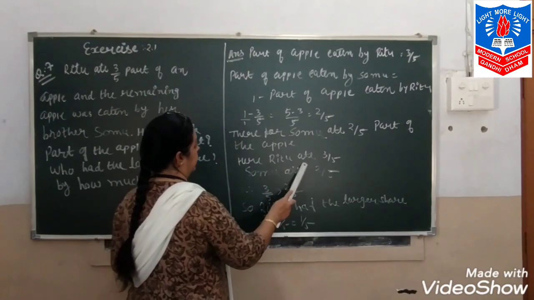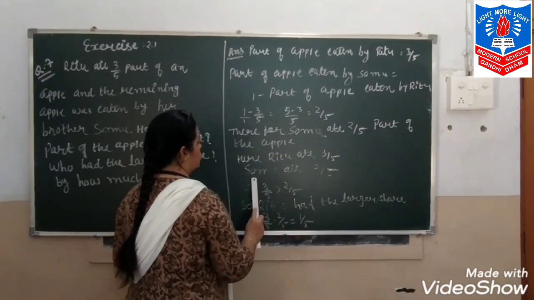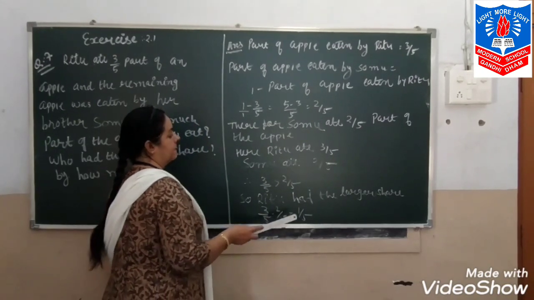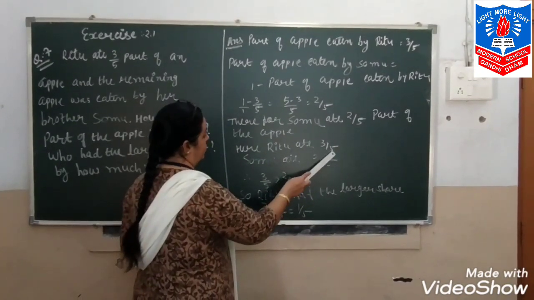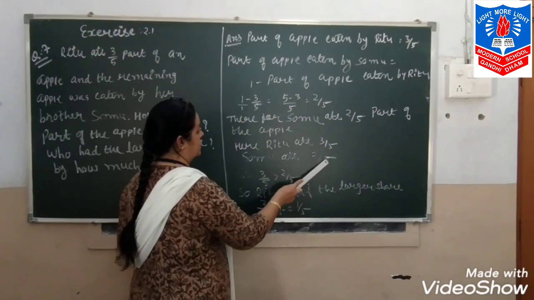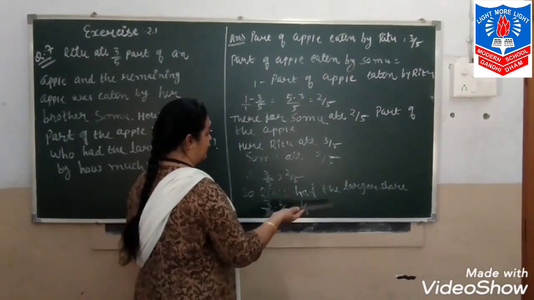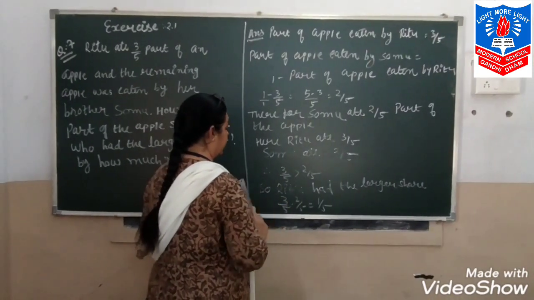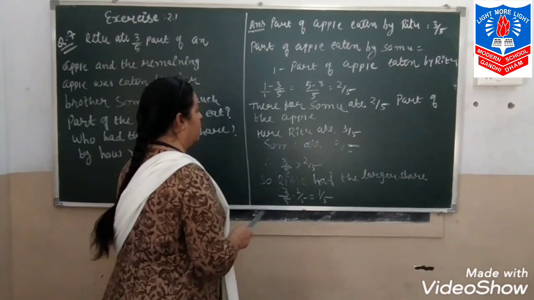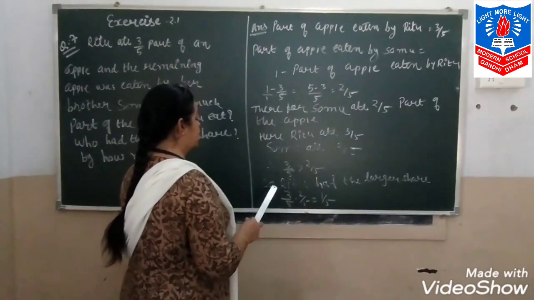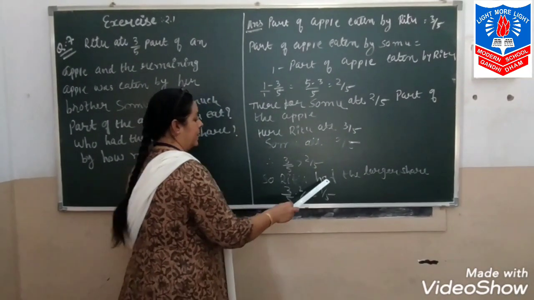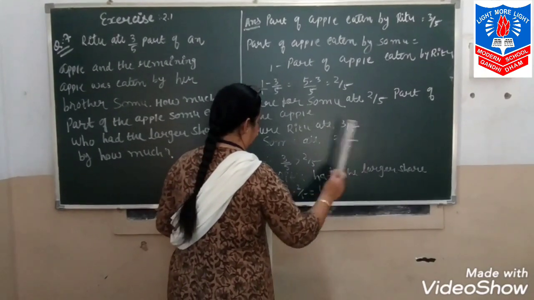Here Ritu ate 3 upon 5. Somu ate 2 by 5. Here you see, the denominators of both fractions are the same. So it is simple, 3 upon 5 is greater than 2 by 5. 3 upon 5 corresponds with Ritu. So Ritu had the longer share.